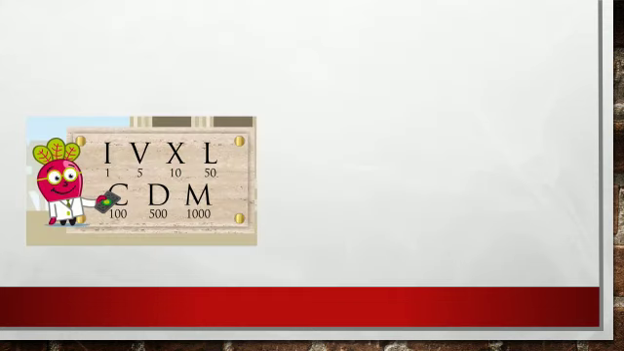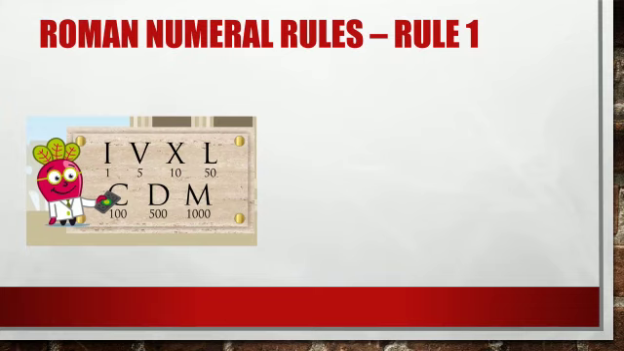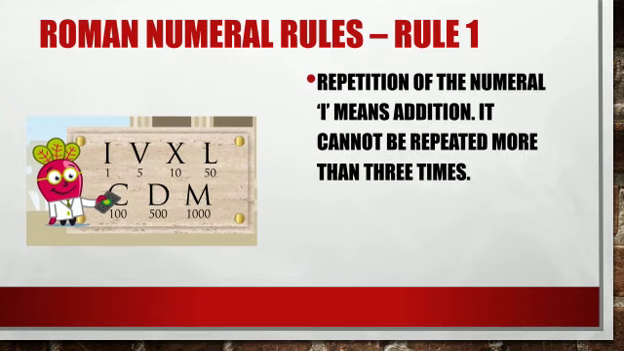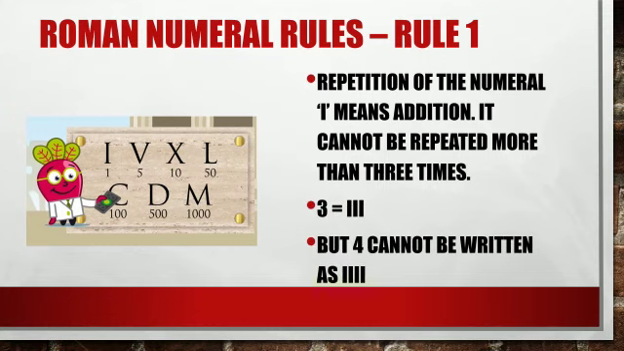Now let's begin with some rules that you need to follow while writing the Roman numerals. The first rule is that repetition of the numeral I means addition. It cannot be repeated more than 3 times. That means, as you can see in the chart, I stands for 1. So II would stand for 2. III would stand for 3. But IIII cannot be written as 4. We'll see how to write 4 in our upcoming slide.